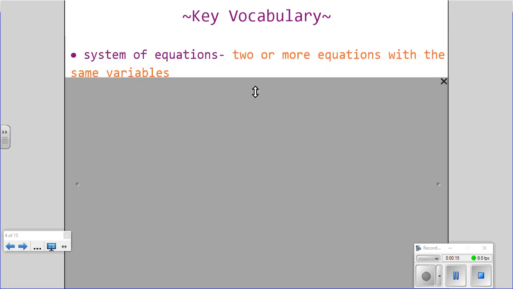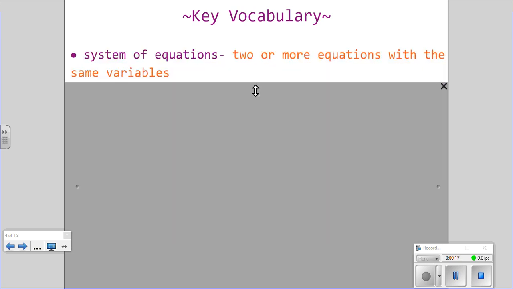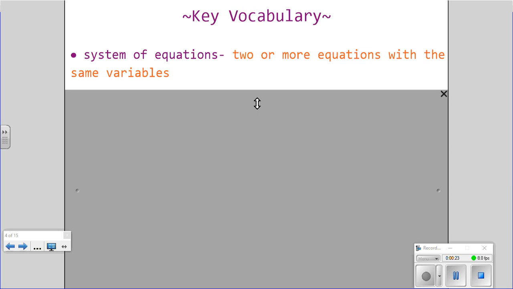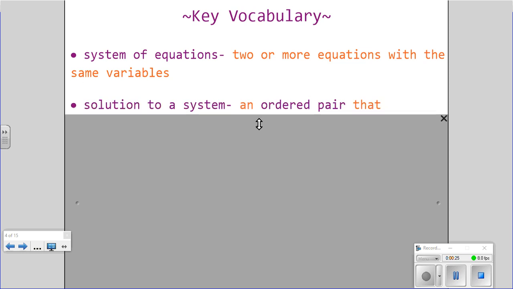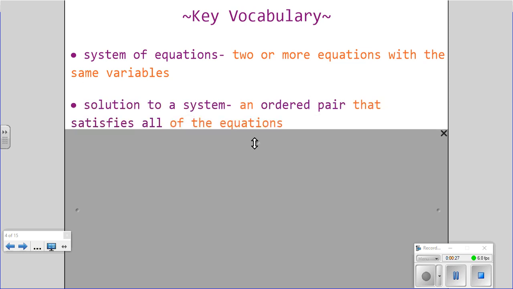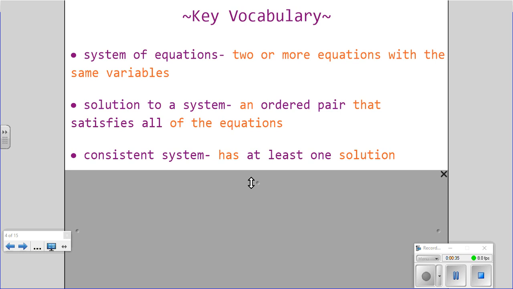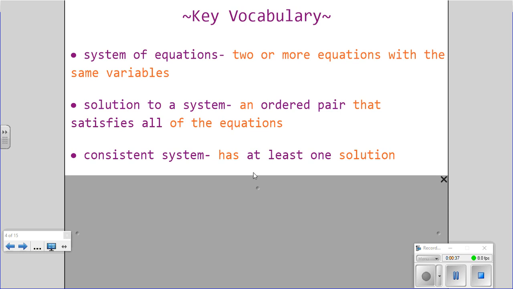What is a system? A system of equations is two or more equations with the same variables. When you're solving, a solution is going to be an ordered pair that satisfies all of the equations. Then we have different types of systems. We have a consistent system, where there's at least one solution.